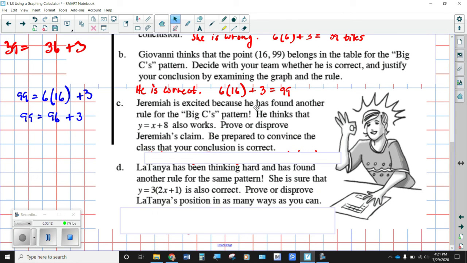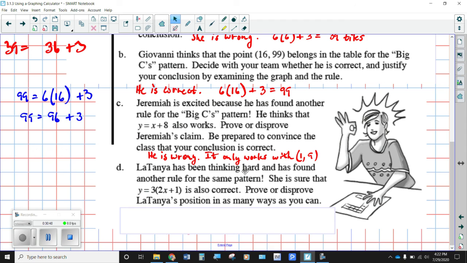Jeremiah is excited because he has found another rule for the big C. y equals x plus 8. Hooray! And your job is to prove or disprove that that other rule works. Well, I'm going to tell you right now, we're running out of time, so I'm going to just feed you the rest of this information for C and D. There's only one rule that can ever work for these situations. x plus 8 did not work for 0. Remember, one of the points on the graph was (0, 3). So when you take 0 plus 8, you don't get 3 for an answer. So that rule is absolutely wrong. It only works for (1, 9), only for this point.